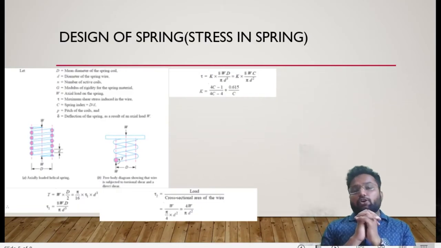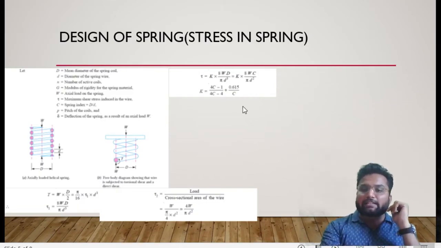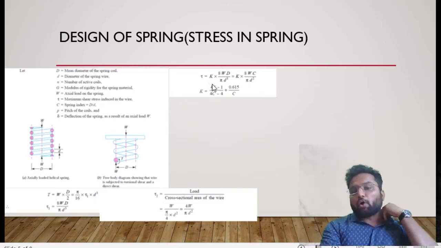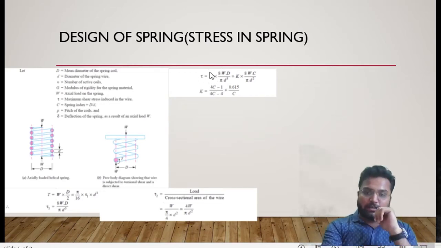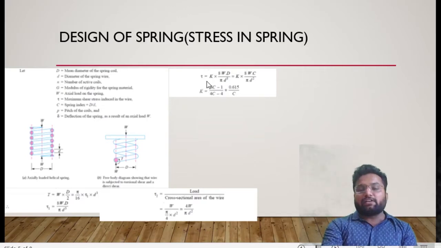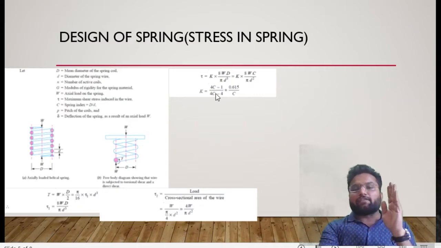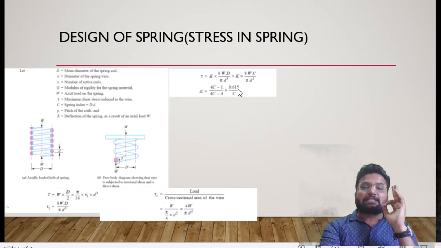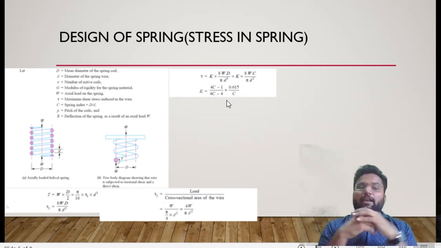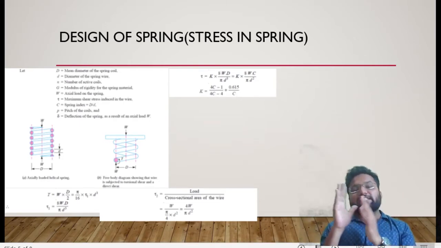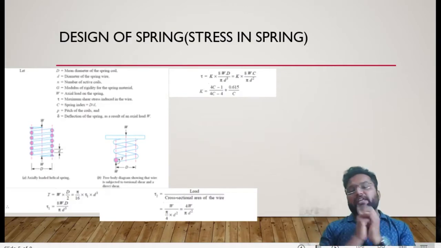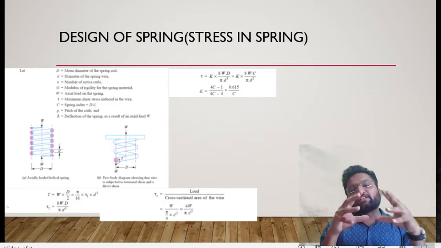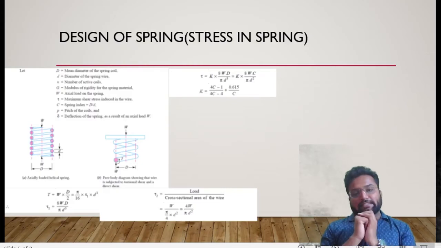This could be represented directly by this equation, where a constant called Wahl's factor is used: shear stress equals K into 8WD upon pi d cubed. Where K is nothing but (4C minus 1) upon (4C minus 4) plus 0.615 upon C. This value is going to be constant for each and every example and each and every derivation, where C is nothing but the spring index.